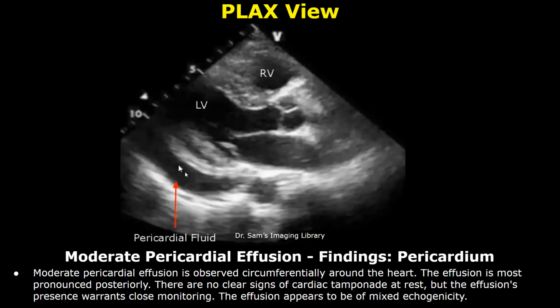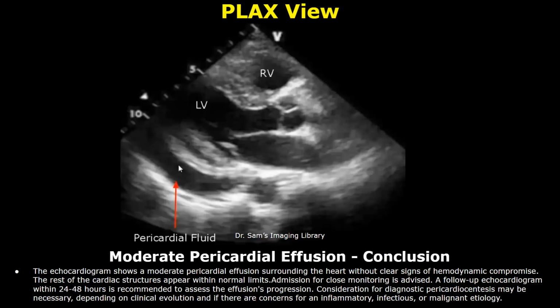The effusion is most pronounced posteriorly. There are no clear signs of cardiac tamponade at rest, but the effusion's presence warrants close monitoring. The effusion appears to be of mixed echogenicity.